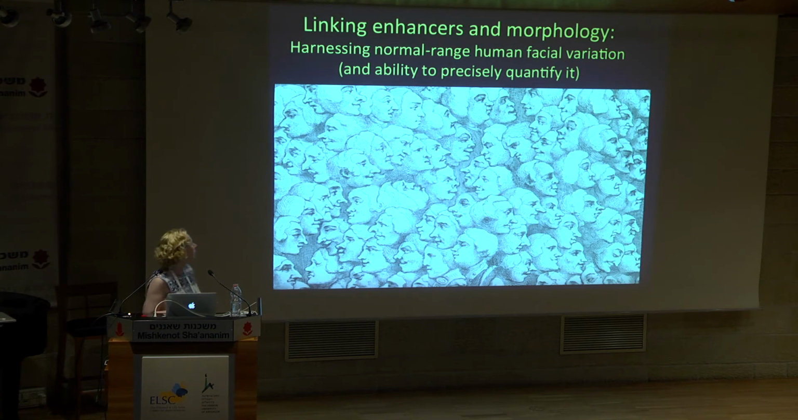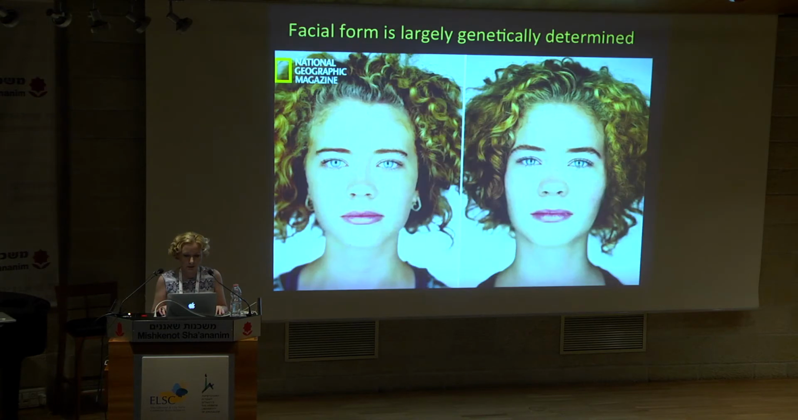So the alternative is actually to harness normal range human facial variation. We all look different from each other. And it is a trait that we can precisely and non-invasively quantify between different humans. And obviously in anthropology, there has been a good tradition of morphometric measurements. It's also true that there are good arguments that facial form is largely genetically determined. Of course, monozygotic twins make a good case for that, but also we all know we look like our family, whether we like it or not.